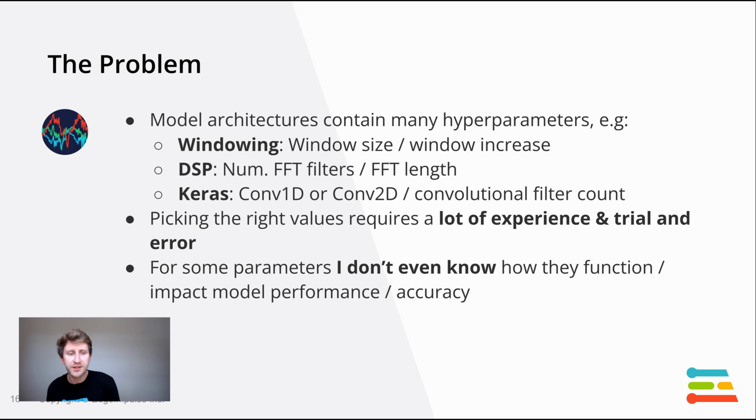So the main problem is that the model architecture can contain many hyperparameters. Just for recap, we've seen the windowing, so the window size or the input size that you want to use, the DSP, so the number of fast Fourier transform filters or the fast Fourier transform length. And this is only on one specific digital signal processing method. And then on the Keras part, so the neural network part, you can choose between different architectures, and you can have different layers as well. So picking the right value requires a lot of experience and trial and error.